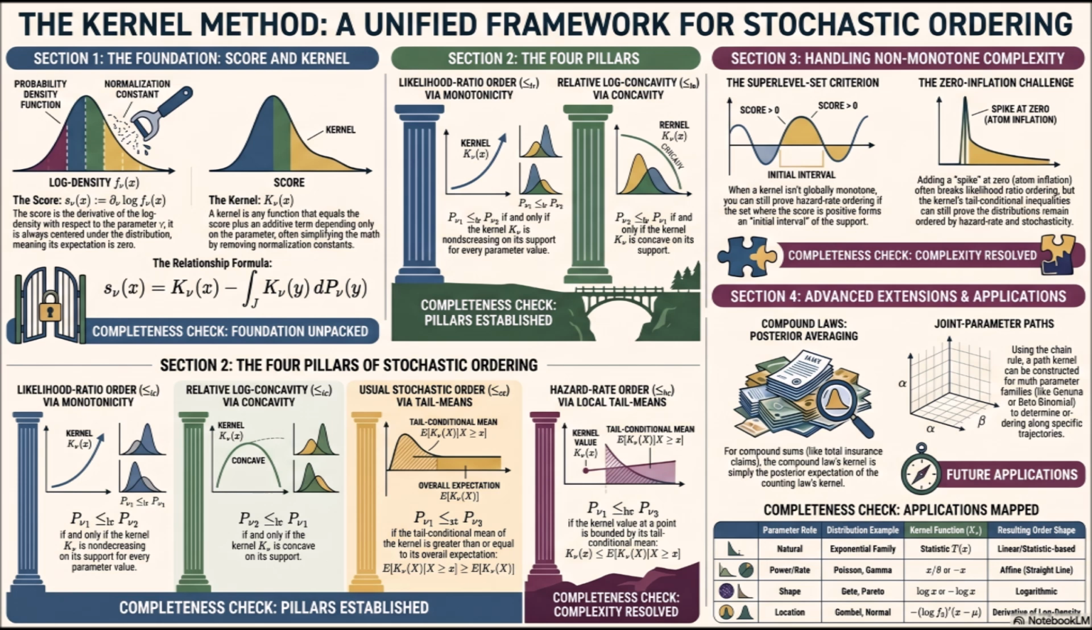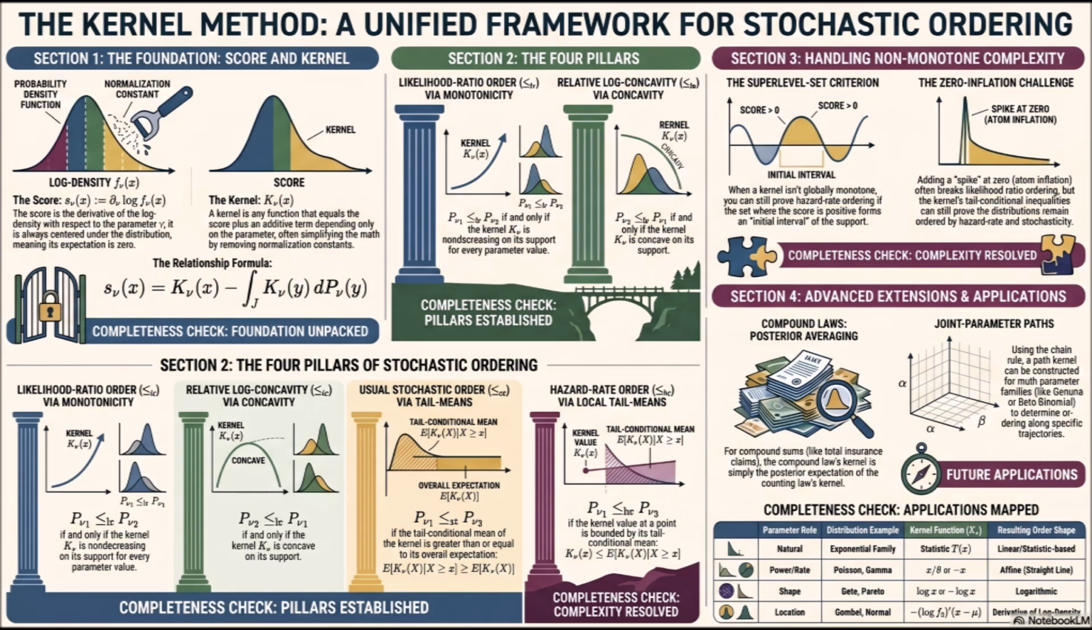Precisely. And by combining these single parameter kernels along a path, you can execute comparisons between highly complex, entirely different distributions. Derbazi details this extensively in example 4.8, where he uses the path kernel to interpolate from a beta binomial distribution directly to a pure binomial distribution.